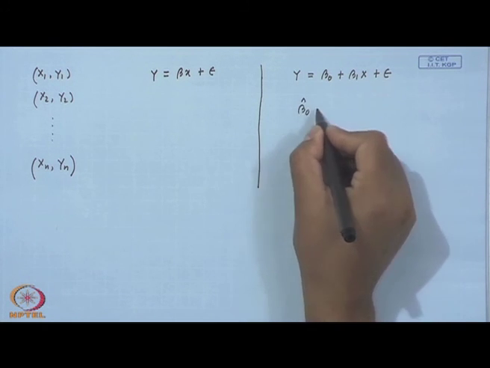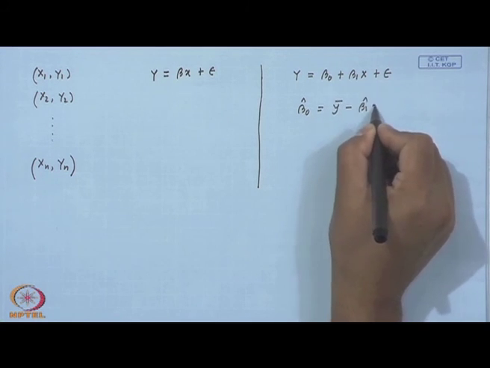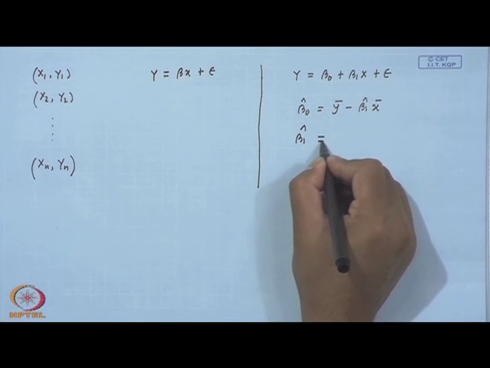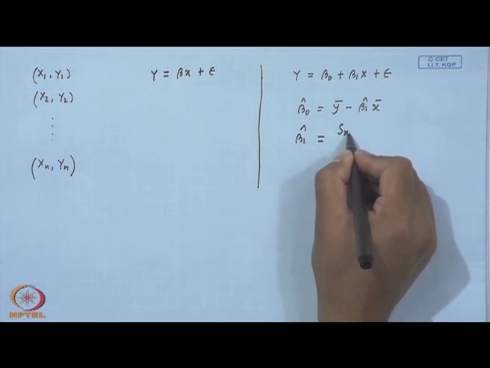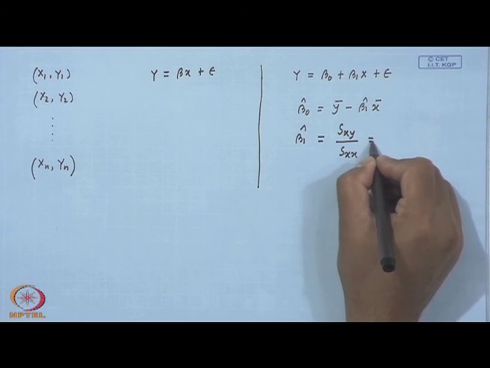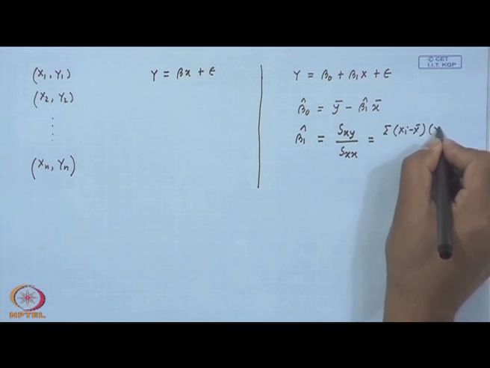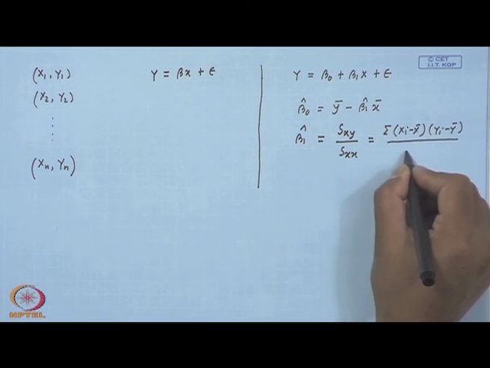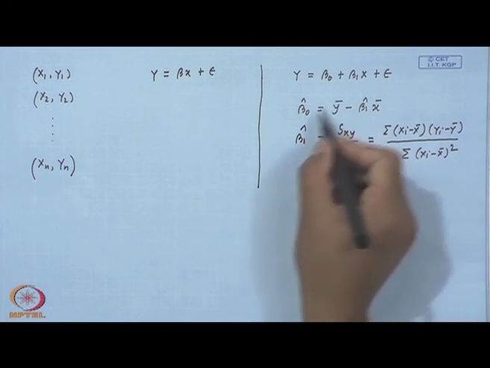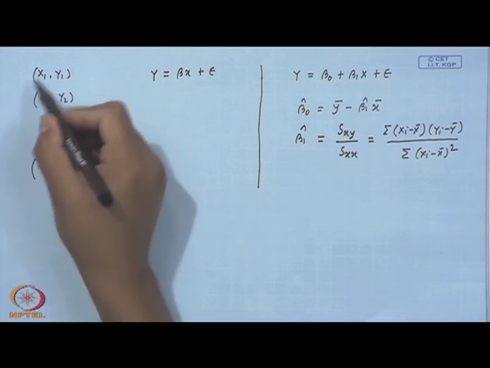So, we have a program to fit this model, and we know that for this model the estimate of beta naught is equal to y bar minus beta 1 hat x bar, and beta 1 hat is equal to s x y by s x x. That means summation x I minus x bar into y I minus y bar by summation x I minus x bar square. Okay, so we have a program to calculate these two things given a set of data, but what we want is to fit the other model to the given data, right.